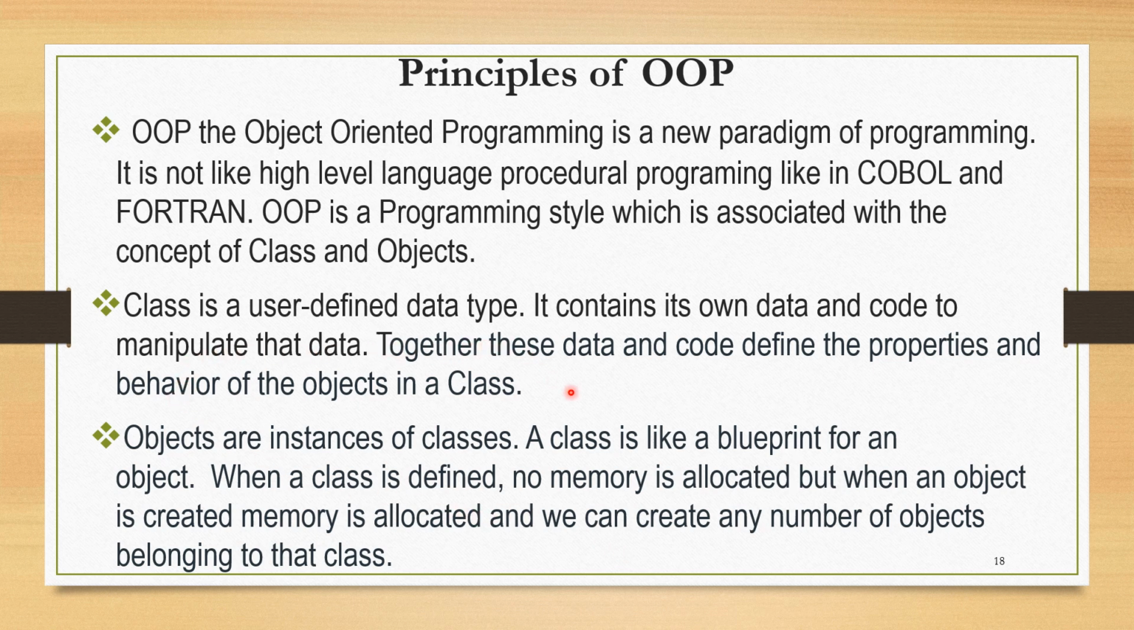You have defined data types like integer, character, date, so many things. So you can define your data type on your own, by the class concept. So class is a user-defined data type. It consists of its own data and code to manipulate that data. Together, this data and code define the properties and behavior of the object in a class. It will be clearer once we see the example.